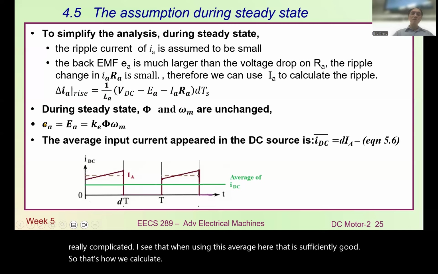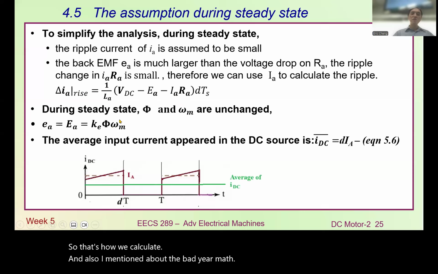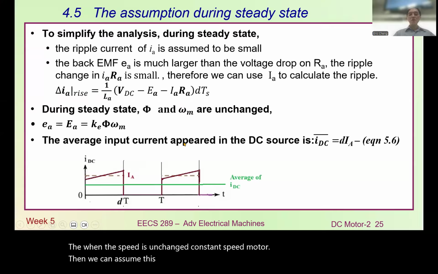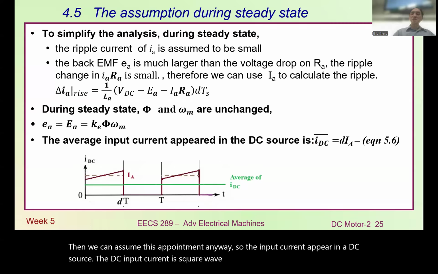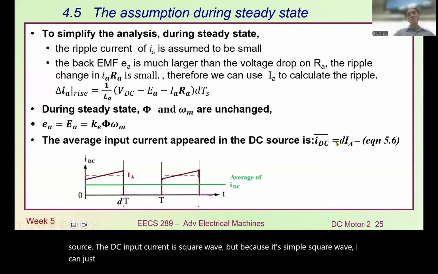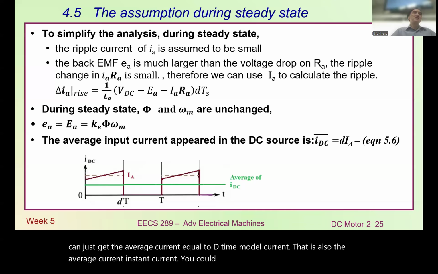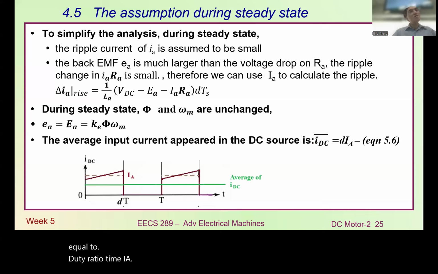And also, I mentioned the back EMF. When the speed is unchanged, for a constant speed motor, we can assume this is a constant anyway. The input current appears in the DC source. The DC input current is a square wave. But because it's a simple square wave, I can just get the average current equal to D times the motor current. Instant current equals IA, but the average current, we can still say, equals the duty ratio times IA. So that is the input current in the DC source. We're going to see a square wave like that.